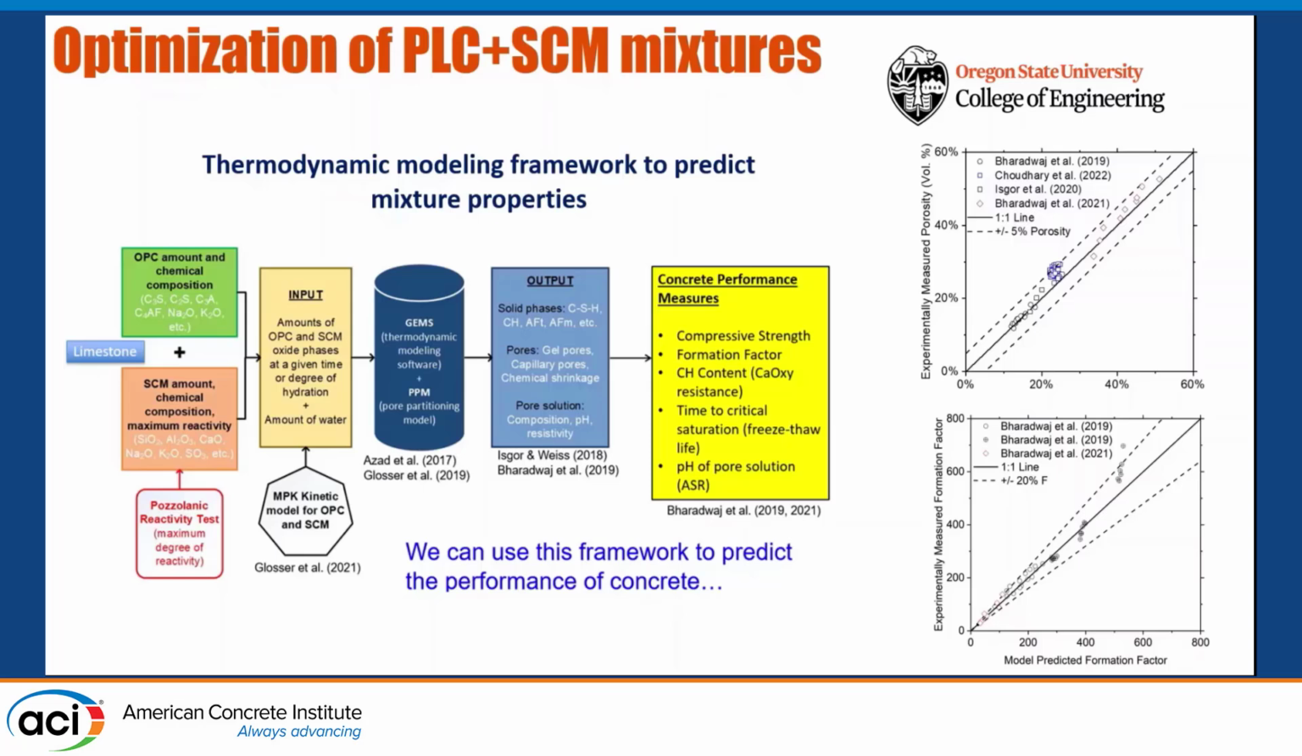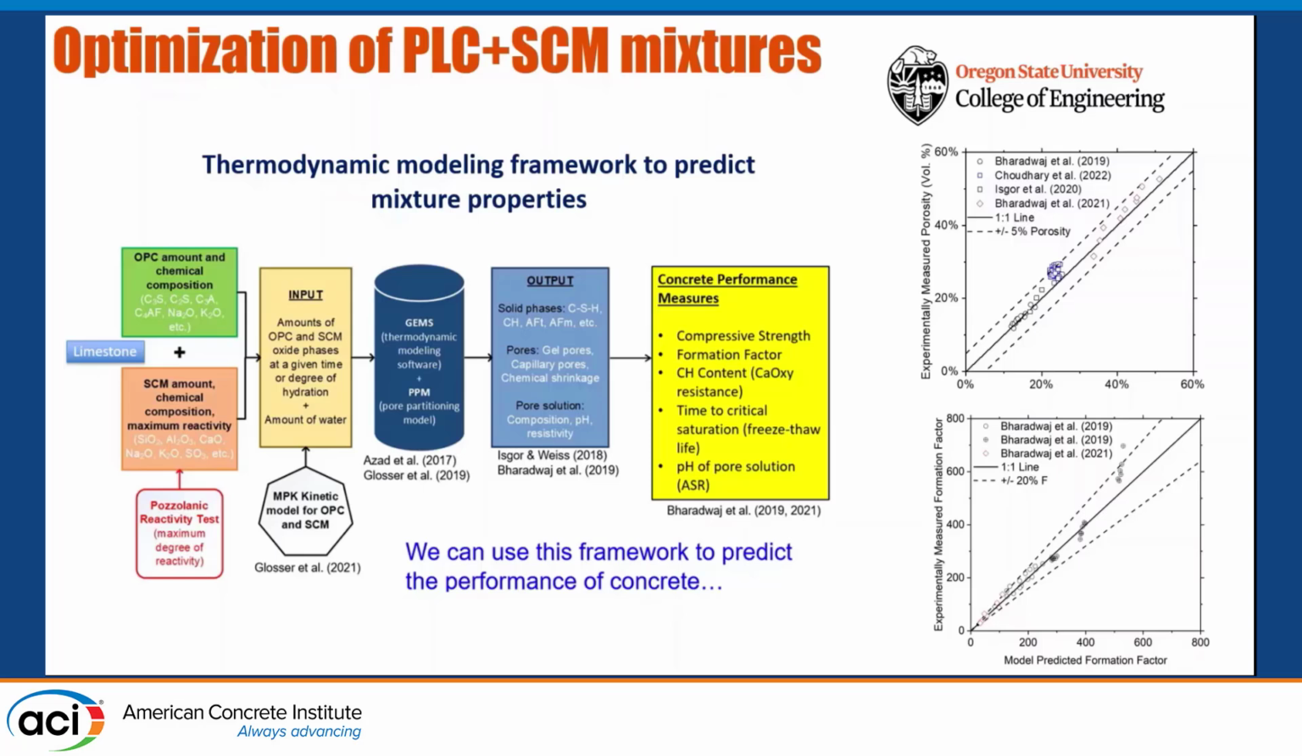So in order to incorporate these materials in a mixture that's optimized, we need to have a tool. At Oregon State University, in the past 10 years, we have been working on developing such a tool. The idea is based on a modeling framework that allows us to predict the key properties of a paste, a mortar, or concrete using very basic information, as basic as the chemical composition of your cement or PLC and the chemical composition of the SCM that you're using, supplemented by the reactivity of the SCM to separate the reactive components of the SCM from unreactive components of the SCM.